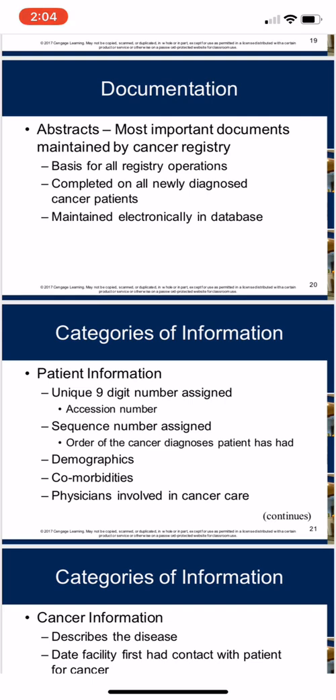The patient also is given a sequence number indicating the order of the cancer diagnosis that the patient had in his or her lifetime. Other information in the patient information section include the patient's medical record number, name, social security number, birth date, address at the time of the cancer diagnosis, place of birth, race, Spanish or Hispanic origin, primary payer at the time of diagnosis, any comorbid conditions that the patient may have, and the physicians involved in the cancer care.